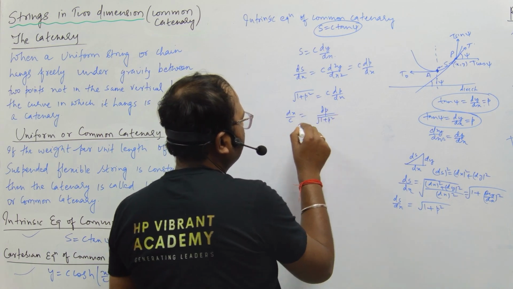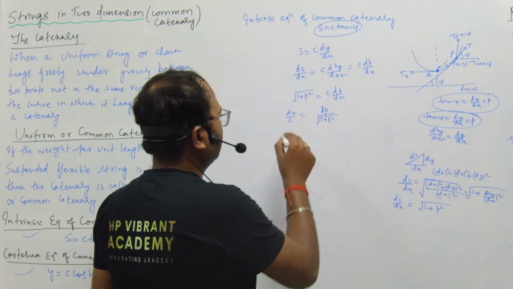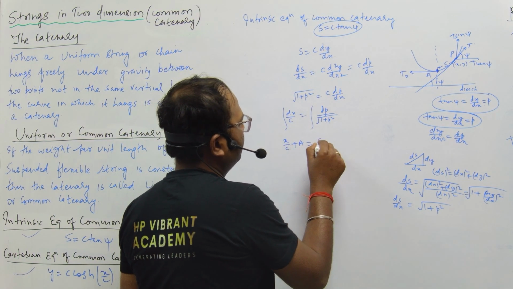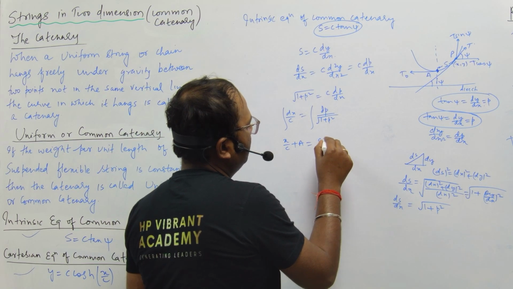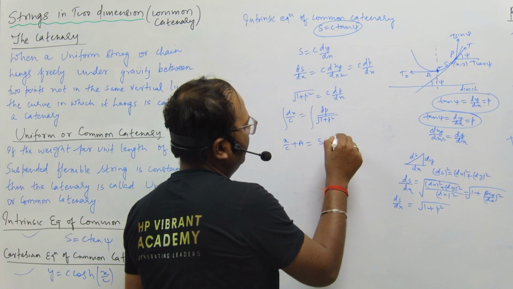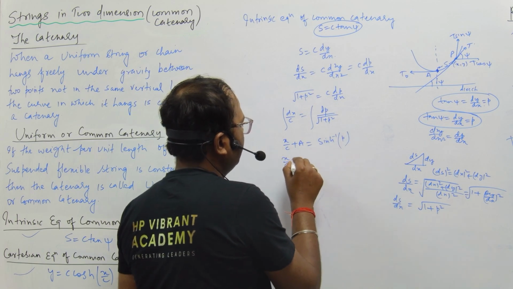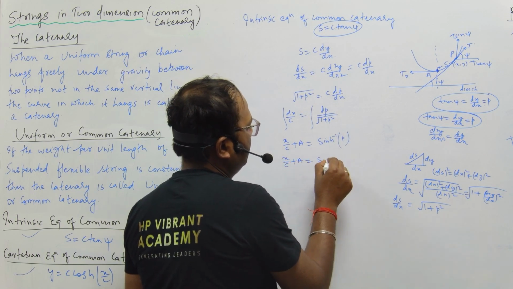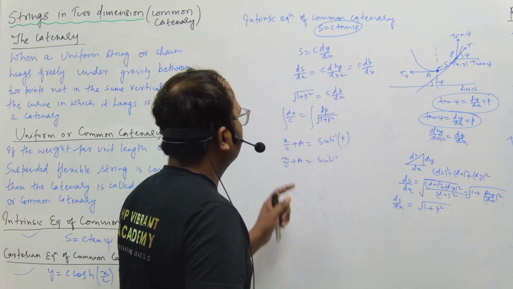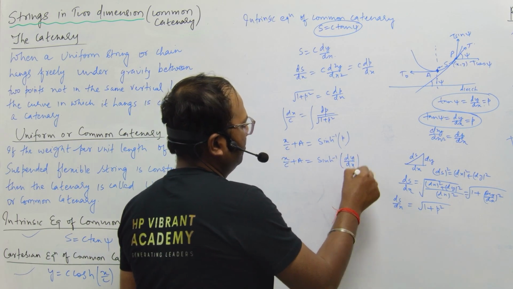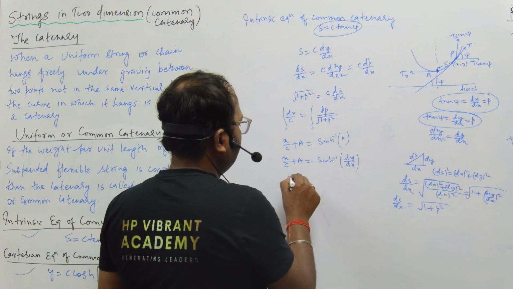Now let us integrate both sides. So we have x/c plus a is equal to sinh inverse p. So x/c plus a is equal to sinh inverse of dy/dx.